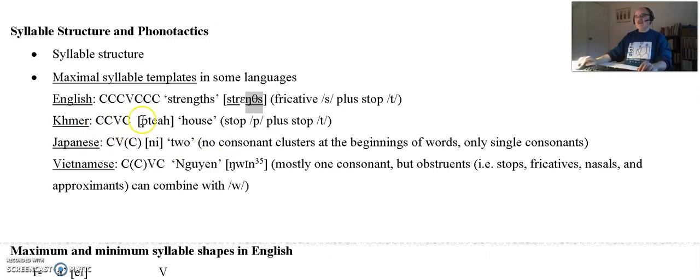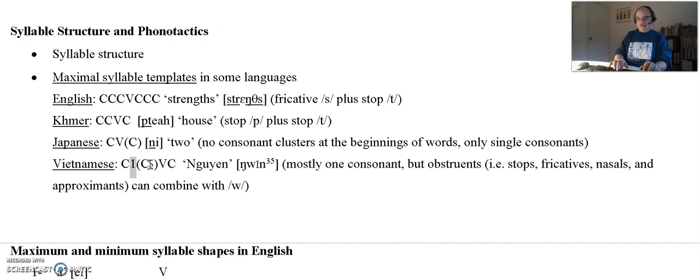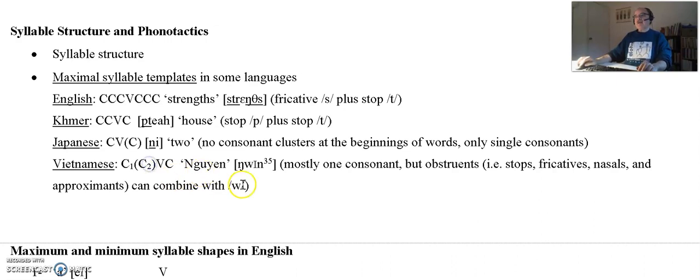But in other languages, such as Cambodian, you can only have 2 consonants at the beginning. In Japanese, you can only have 1 at the beginning. In Vietnamese, mostly 1 consonant. There is a possibility of having 2 consonants, but the second consonant, let's call that the C2, can only be W. So as in the famous Vietnamese name Nguyen, and I've added a little tone mark here, Nguyen.